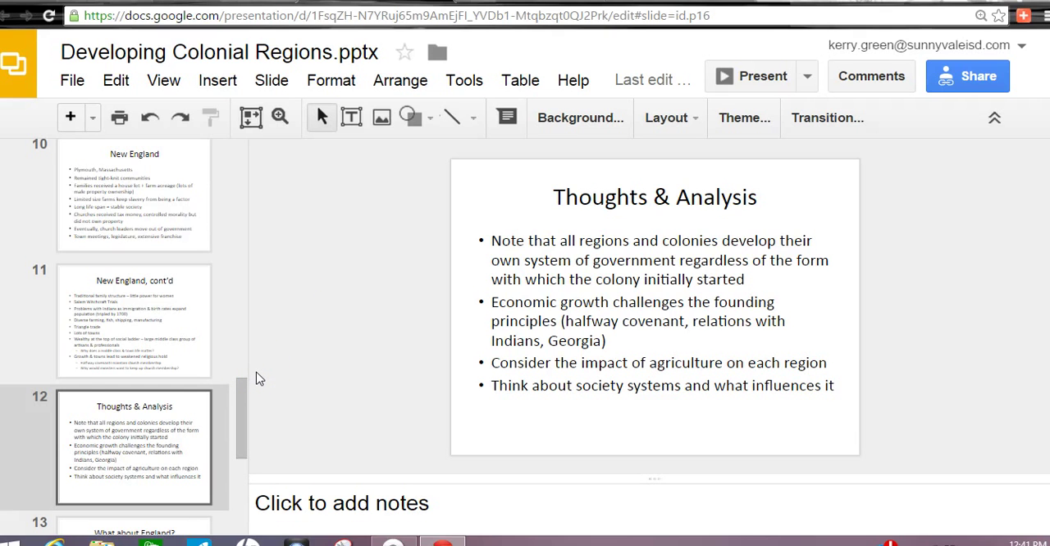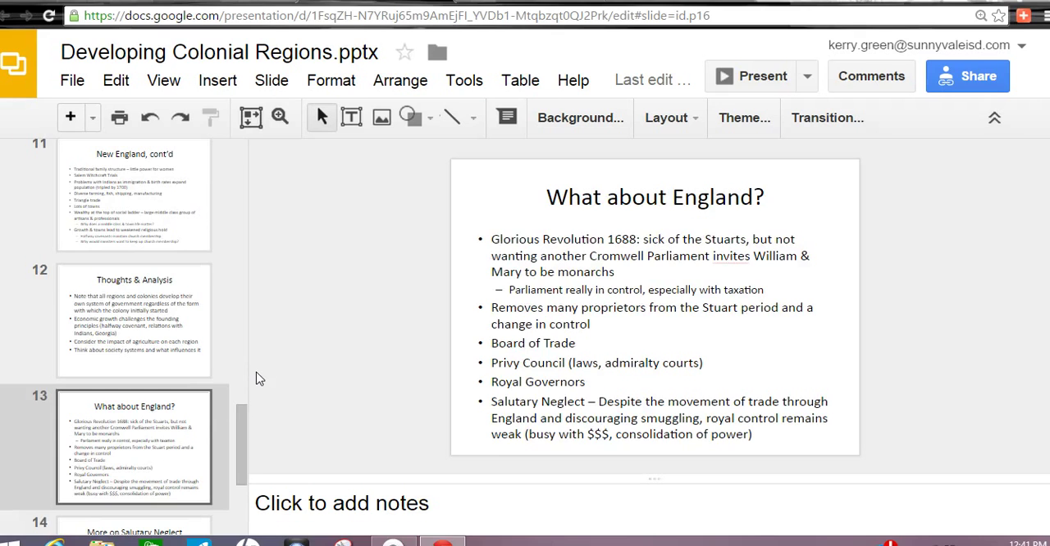So let's see. Now back in England, the Glorious Revolution brings William and Mary to be monarchs. Parliament's really in control. I misspelled invites, I think. Yes. And so Parliament's really in charge. Now that's important because when we look at the Declaration of Independence, it talks about the fact that they address it to the king, and yet the king has not really been in control since 1688. So that's an interesting thought to stick in your head. So Parliament's the dominant thing.